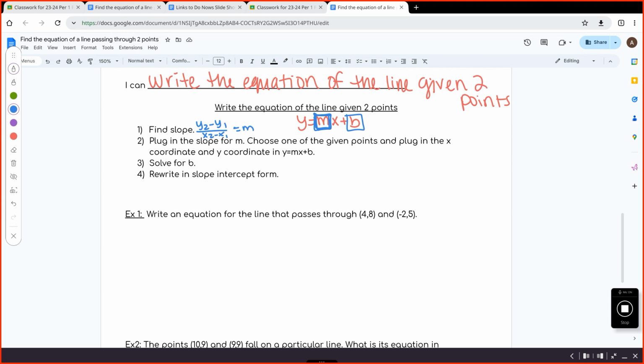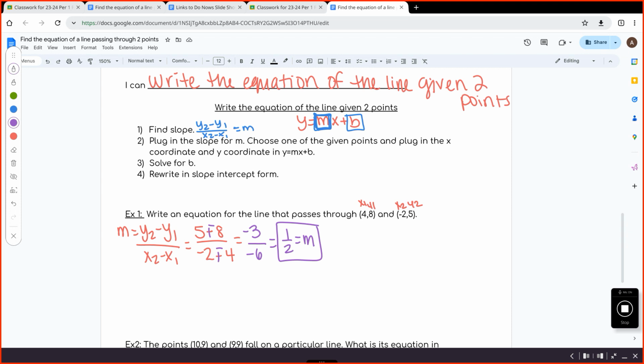All right, so first we are given (4, 8) and (-2, 5). So we're going to say this is x1, y1, this is x2, y2. And our slope formula, y2 minus y1 over x2 minus x1. So we have 5 minus 8 over negative 2 minus 4. We're going to do keep, change, and we get negative 3 over negative 6, which is positive 1/2. All right, so now we know our slope.